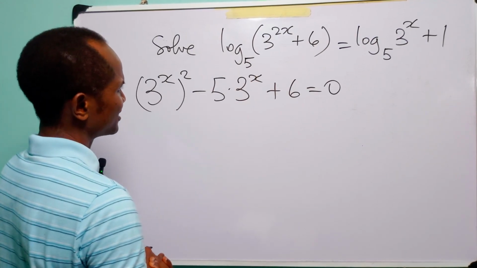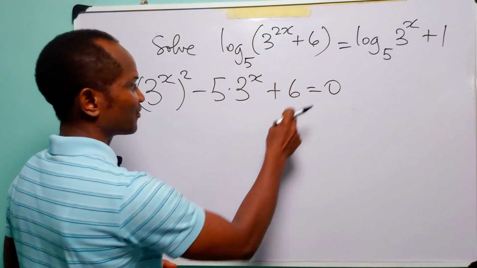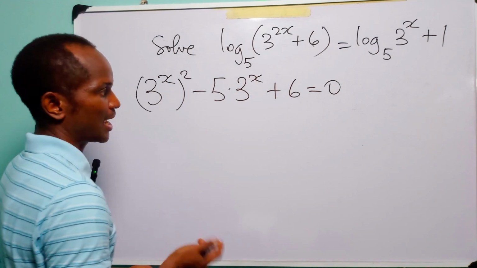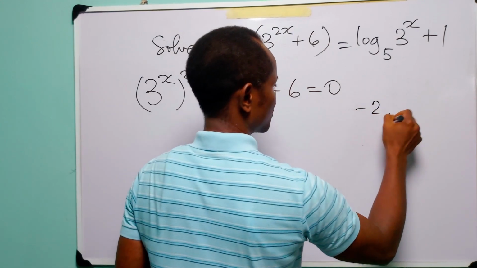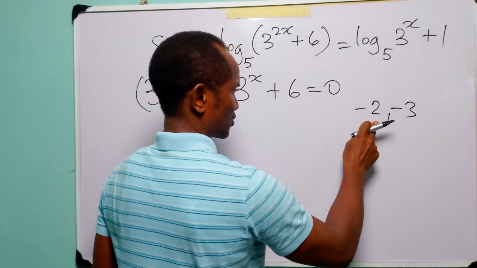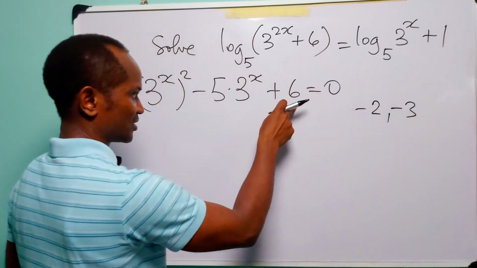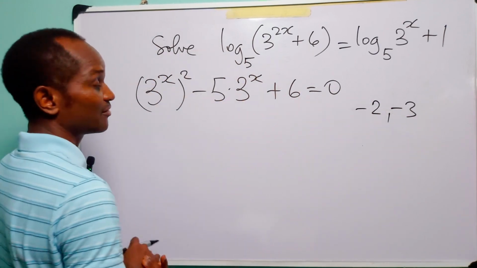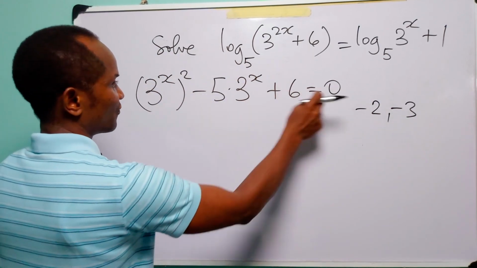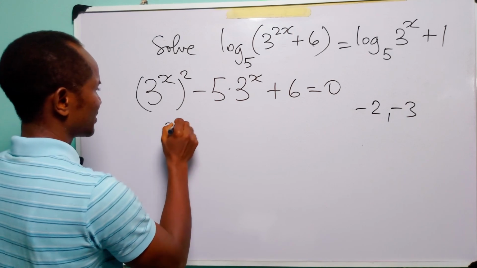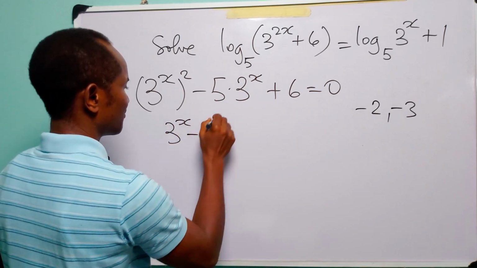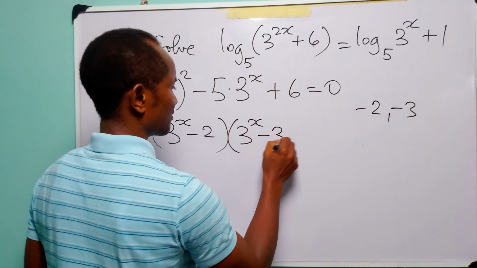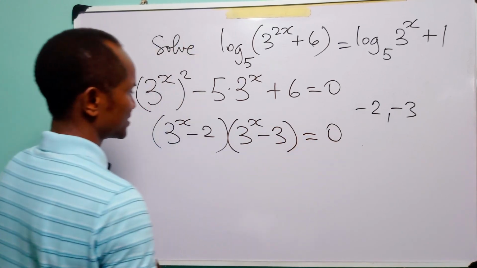We can factorize this equation. All we have to do is to find the factors of 6 that add up to minus 5. And of course, those will be minus 2 and minus 3, because minus 2 times minus 3 is going to give us plus 6. And minus 2 plus minus 3 is going to give us minus 5. So factorizing this equation, we have 3 to the power x minus 2 multiplied by 3 to the power x minus 3 is equal to 0.